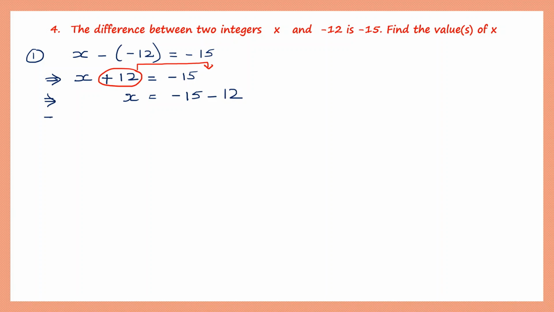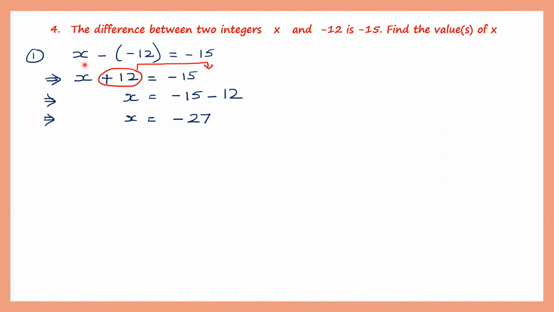Now we can solve for x. X is equal to minus 15 minus 12. The signs are the same. Put the same sign and add. 15 plus 12 is 27. So this is the first answer. The first value of x is minus 27. So as I said, here we put x in the beginning.